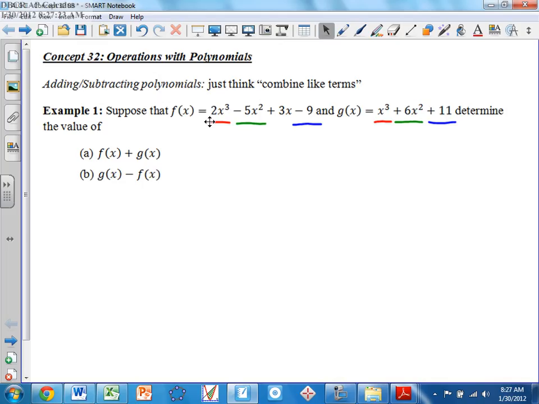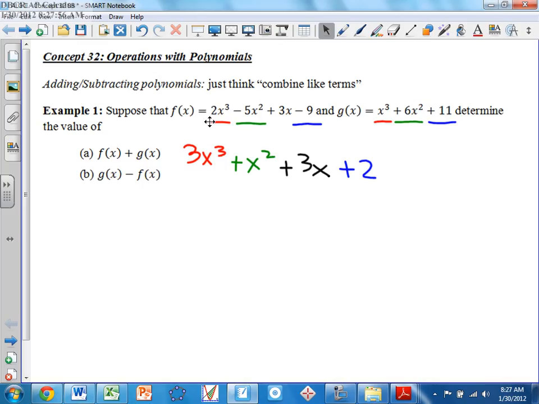Can I get a hand to see an answer for this one, please? Go ahead, Jay. 3x to the third plus 1x squared plus 3x plus 2. Plus 3x plus 2? Yeah. Thank you. Again, just simply look at the different exponents and combine them. That's all we're doing here. Good, Jason. I got the same thing. Everybody agree? Okay. Second one.